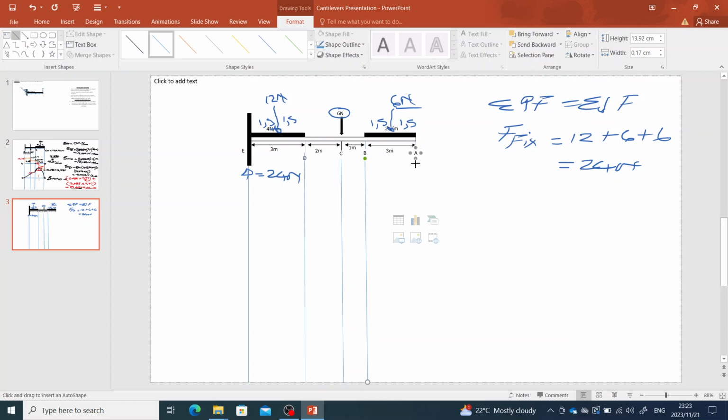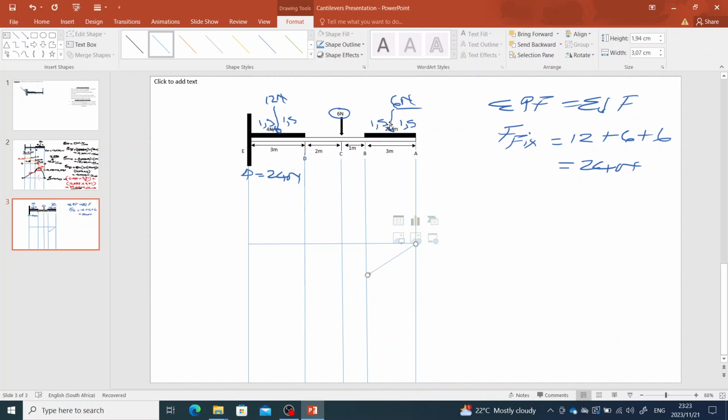Where it ends, we draw the vertical straight line. Then we can represent our beam as a horizontal straight line. Now, whether we started at the fixed point or free end, it doesn't matter. Let's start at the fixed point, or even if we started at the free end.